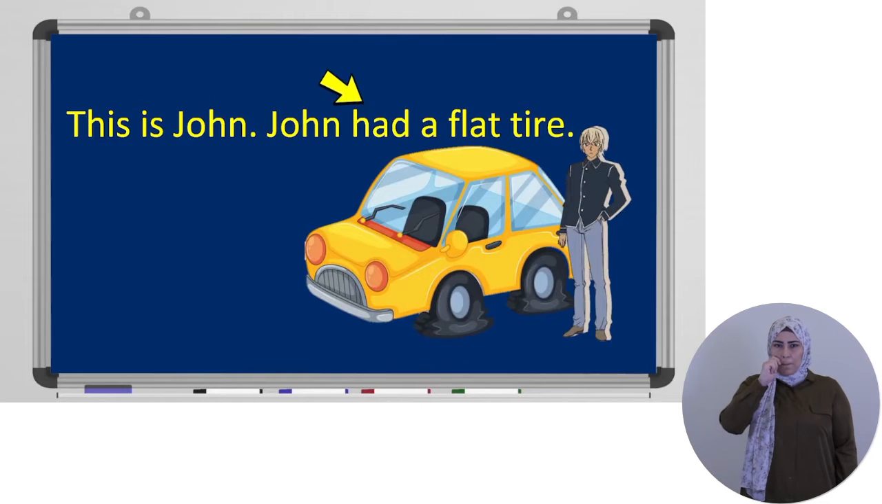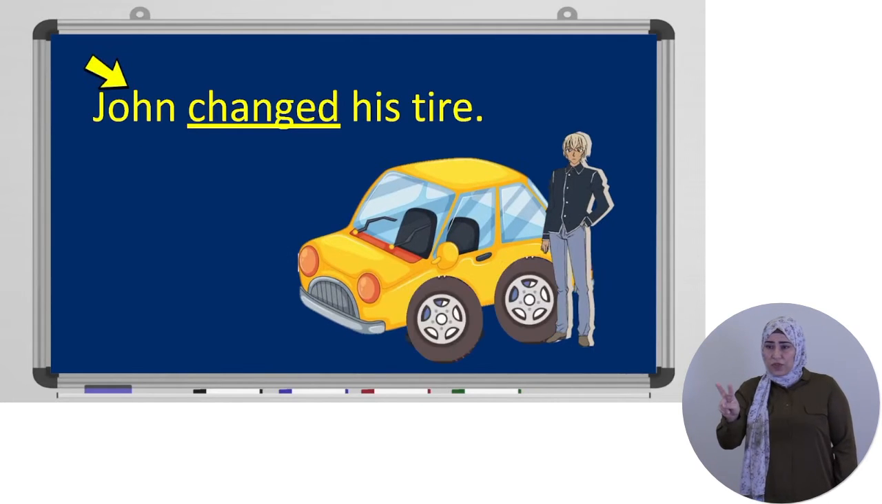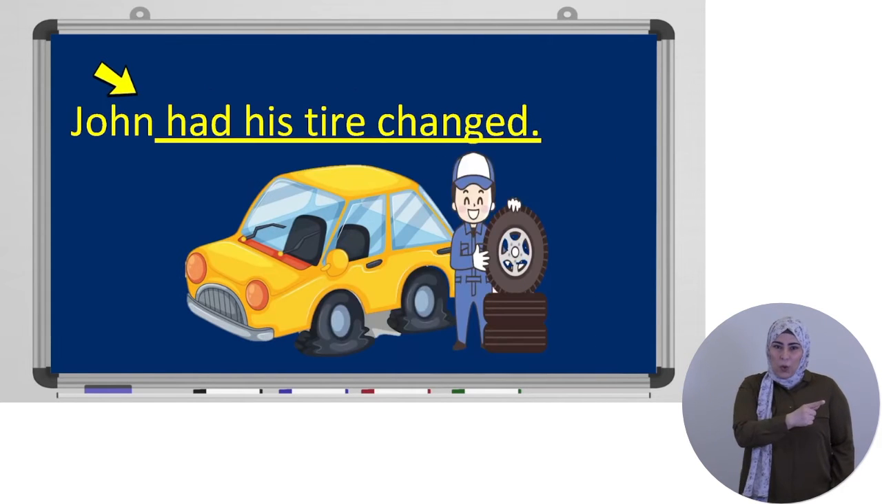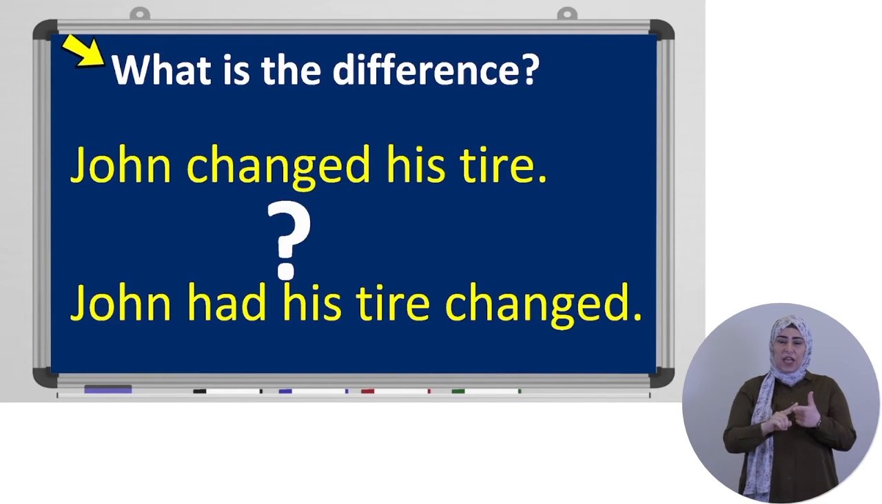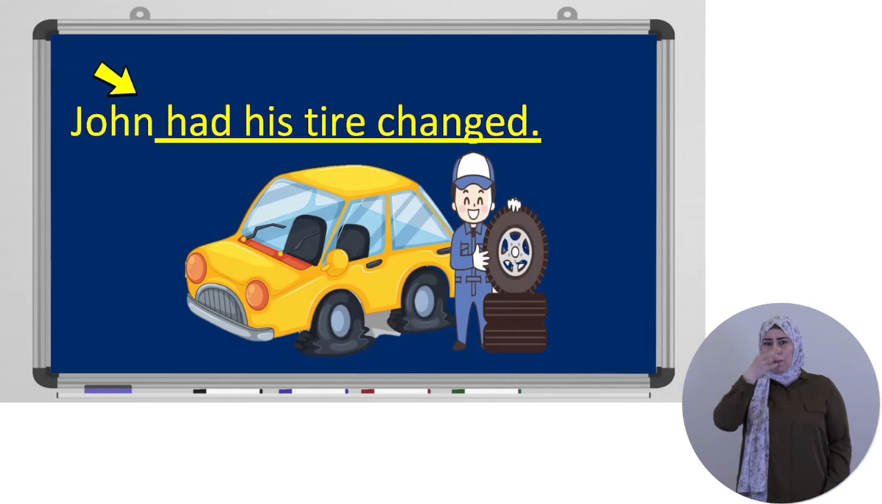This is John. Now, John had a flat tire. If I say, John fixed his tire, what does it mean? Or John changed his tire. It means that John is the one who changed the tire. But if I say, John had his tire changed, what's the difference? Do you notice a difference between these two sentences? Well, I'm sure you're correct. John had his tire changed means that someone else changed it for him. Maybe a technician, someone he found on the road, his brother, anyone. So this is basically the causative.